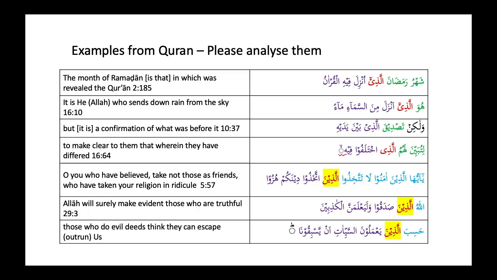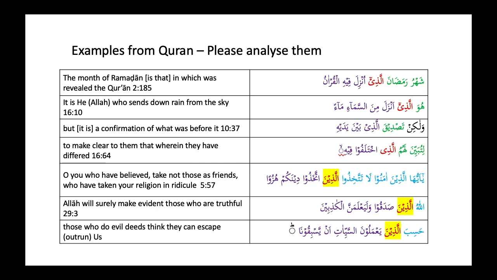Alhamdulillah. We will go through some examples from the Quran and analyze them, inshallah. Shahru Ramadan allazi unzila fihi al-Qur'an. The month of Ramadan is that in which was revealed the Quran. We can clearly see the antecedent in green color, relative pronoun or Ismul Mowsul in red color, and relative clause or Silatul Mowsul in purple color. Huwa allazi anzala minas samai ma'an. It is He, Allah, who sends down rain from the sky. The subject, antecedent, relative pronoun Ismul Mowsul, and relative clause Silatul Mowsul are clearly highlighted.